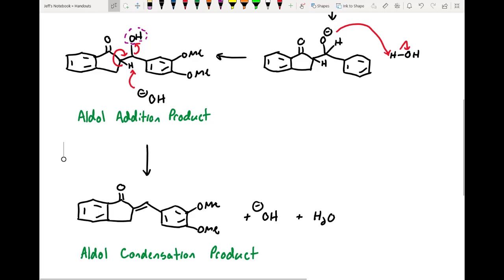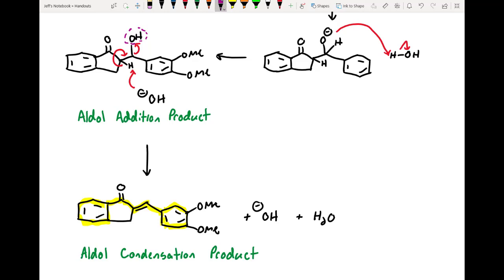In this last step, you can see that we formed a new double bond right here. This double bond is energetically favorable because now we have extended conjugation through this aromatic ring system off to the right, and we have a p orbital system going all the way to the left too. So we essentially have aligned p orbitals through both rings. This is so energetically favorable that this last step, where we go from the aldol addition product to the condensation product, occurs without any additional heat.